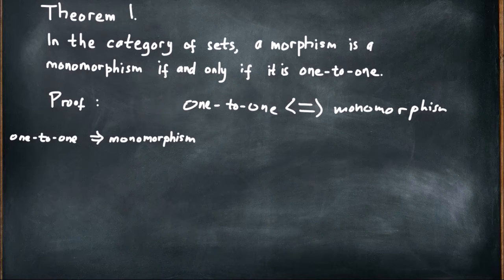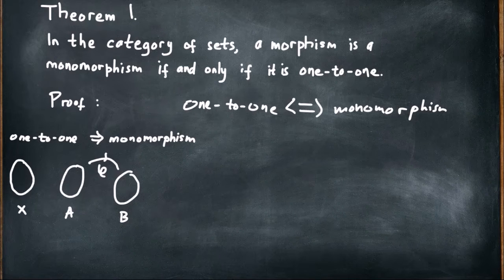Now we want to show that a mapping which is one-to-one implies that the mapping is a monomorphism. Let phi be a mapping from set A to set B. Let X be any set, and alpha and alpha prime are mappings from set X to set A such that phi dot alpha equals phi dot alpha prime. We must show that if this is a one-to-one mapping, that it implies alpha equals alpha prime.